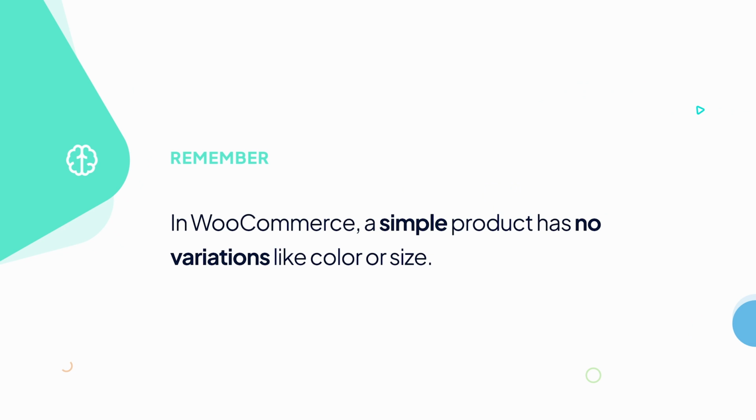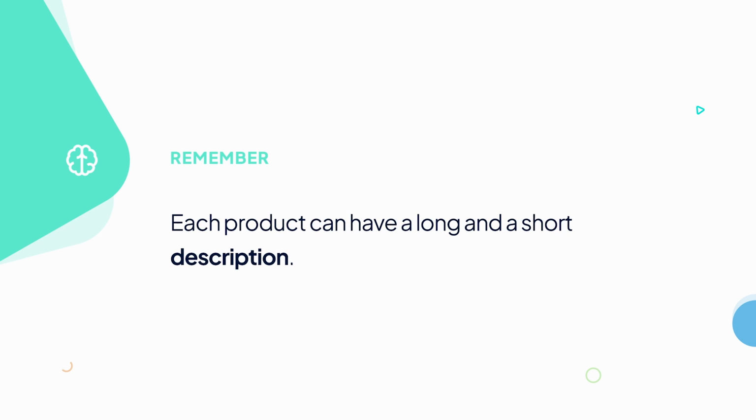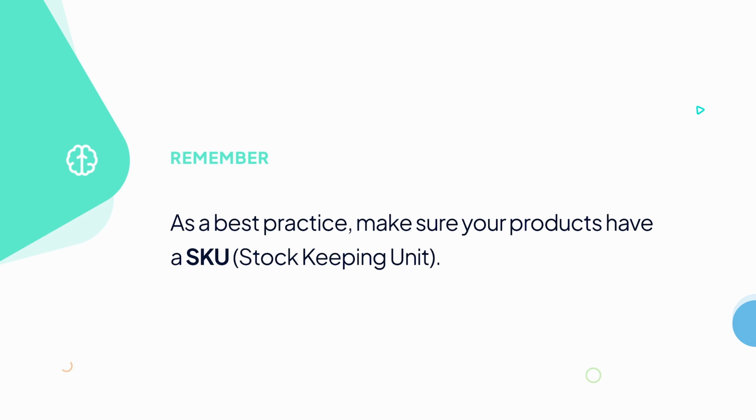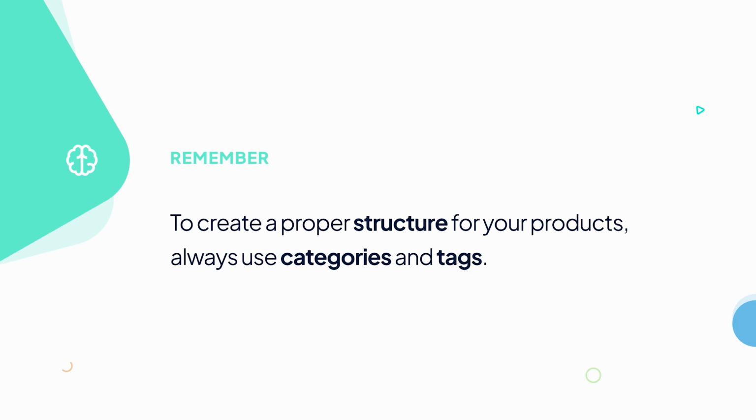Now, some key takeaways. In WooCommerce, a simple product has no variations like color or size. Each product can have a long and a short description. Before setting product prices, make sure you select the proper currency for your store. As a best practice, make sure your products have a SKU or stock keeping unit. To create a proper structure for your products, always use categories and tags.